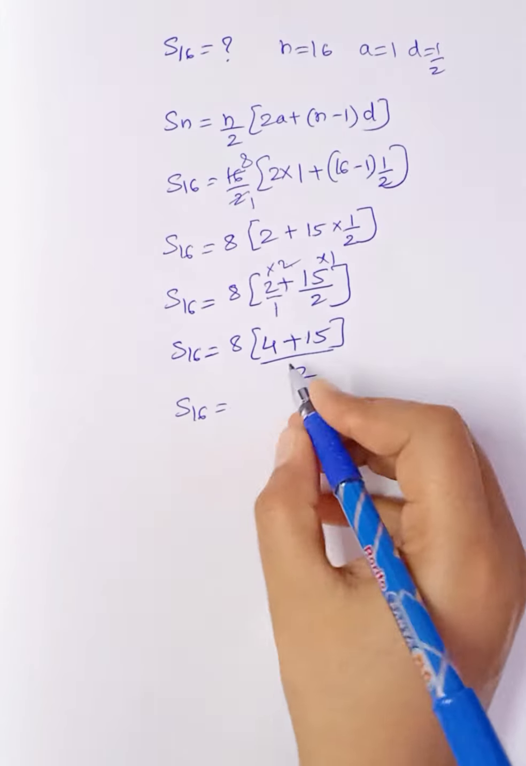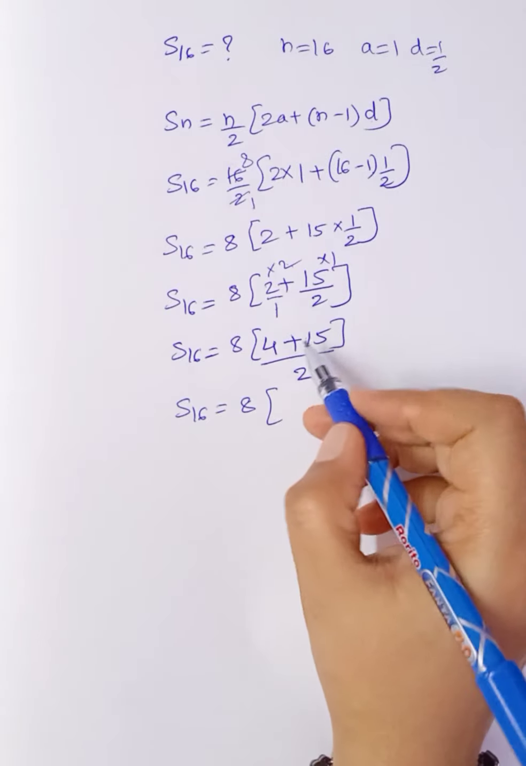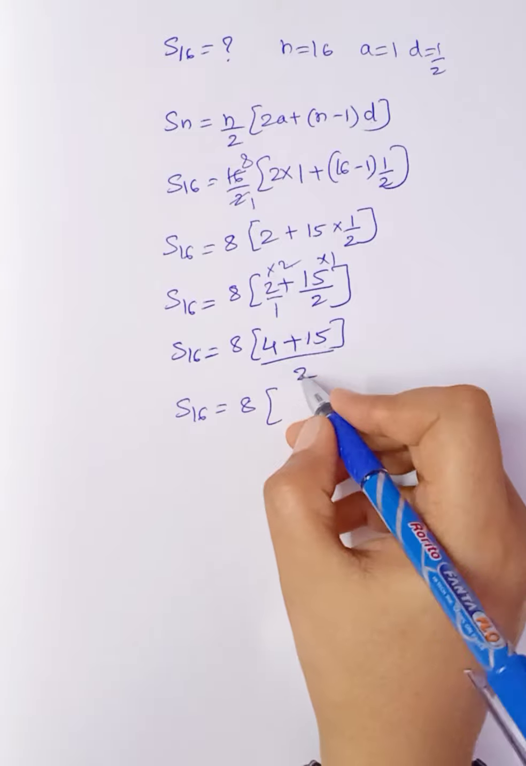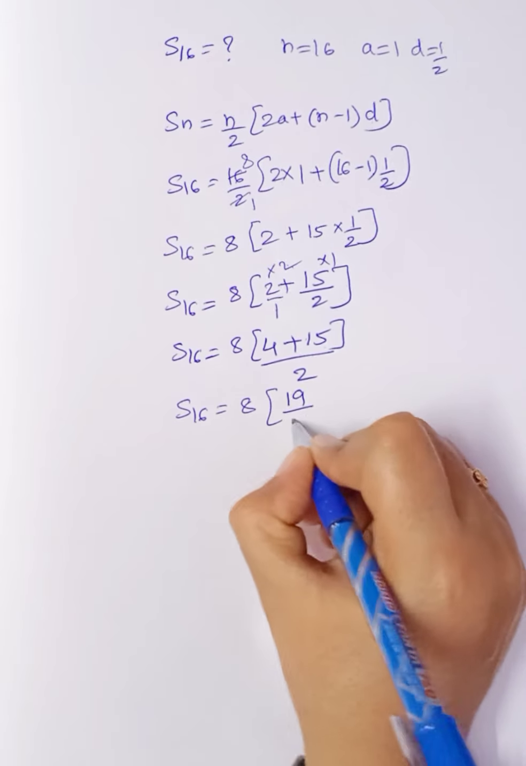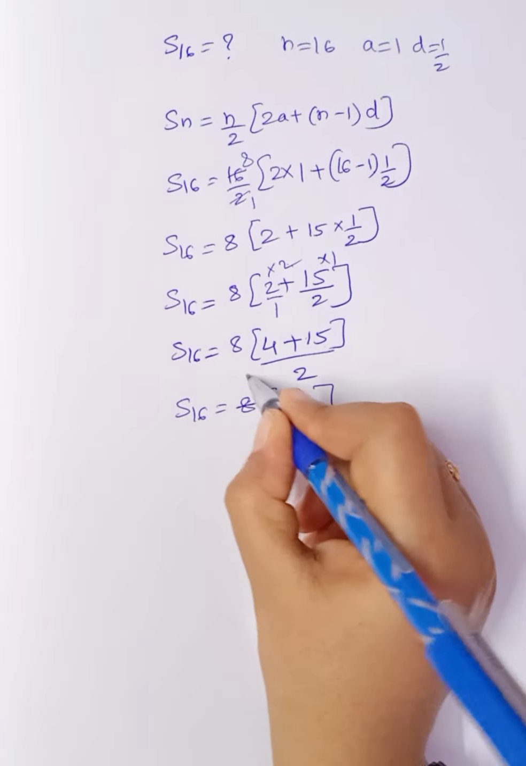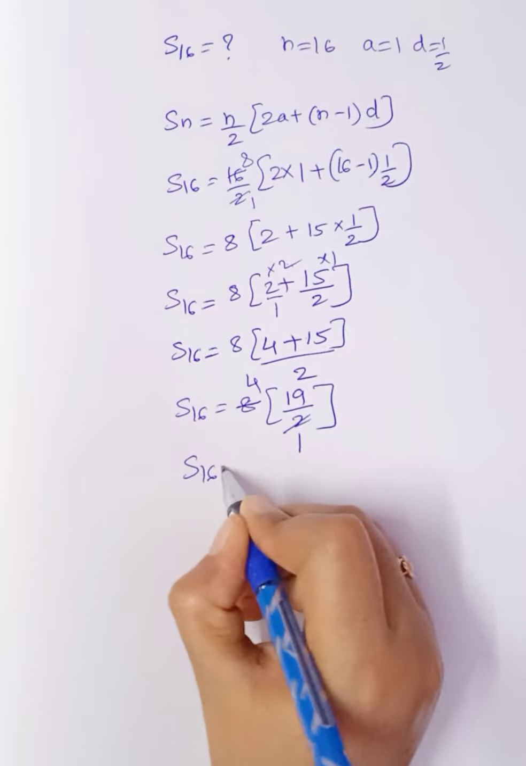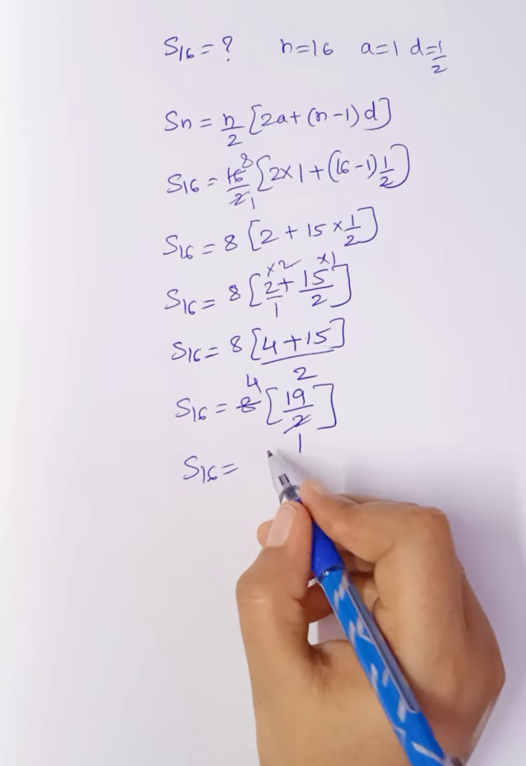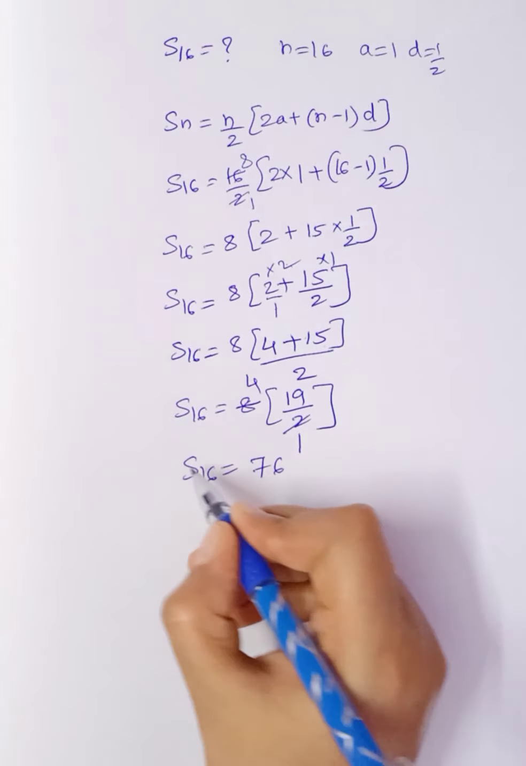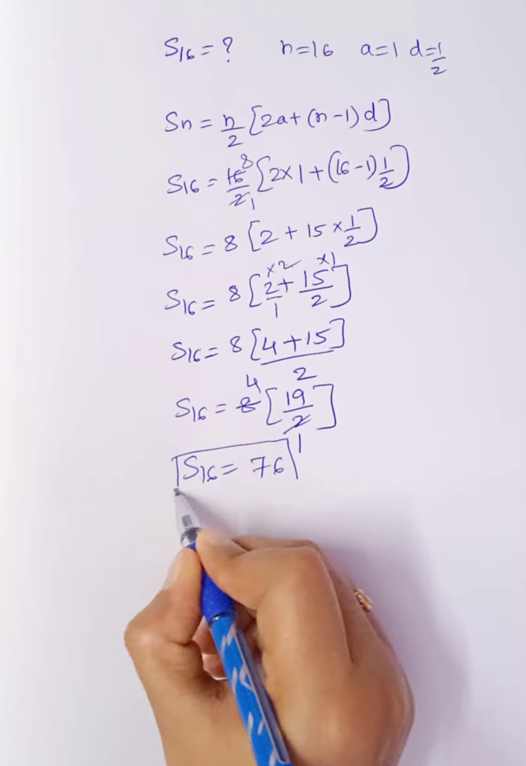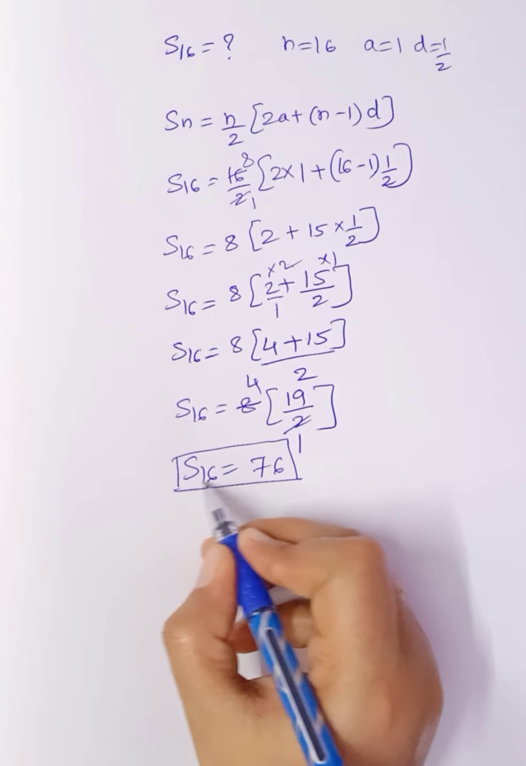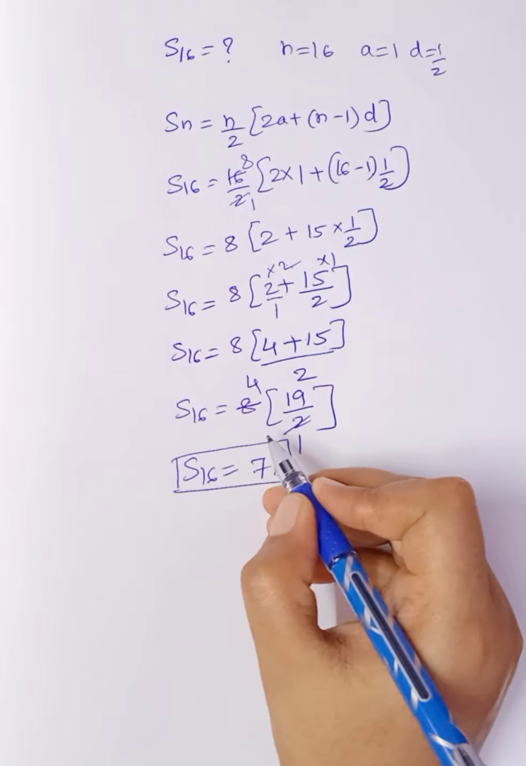S16 equals 8 into. Now how are we going to write this? 15 plus 4 is 19, so 19 by 2. Next, 2 1s are 2, 2 4s are 8. So S16 equals 19 4s, which is how much? 76. 19 4s is 76. So the sum to 16 terms of the AP is 76. This completes the proof.